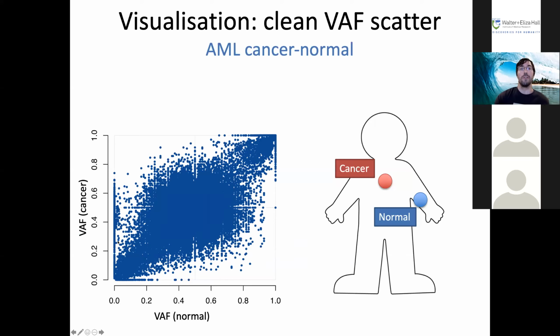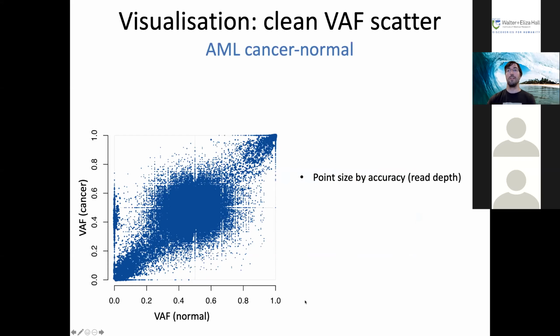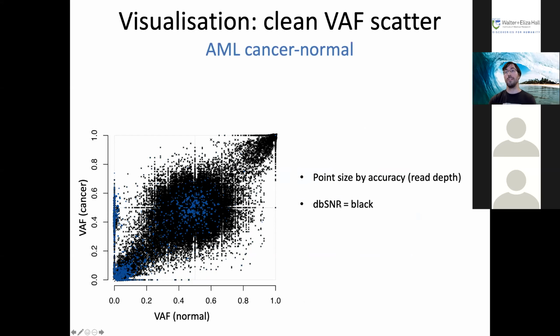And the variants out here are only present in the cancer. So these are somatic variants out here. We can make this plot a bit more readable by adjusting point size by accuracy. Essentially we make points with a low read depth in either of the samples a bit smaller. And we now see the clusters are much more well-defined, in particular the somatic variants out here look much cleaner. We can also separate variants that are from dbSNP, so they are more likely to be germline variants. We turn them into black crosses as opposed to the blue dots of the non-dbSNP variants.